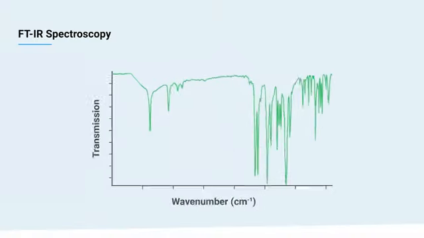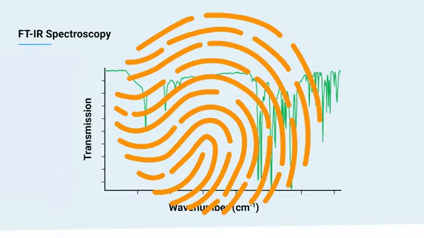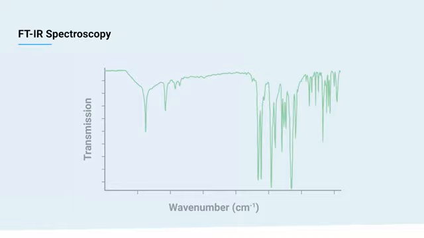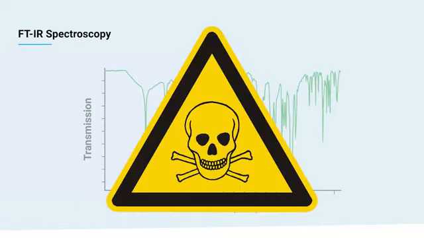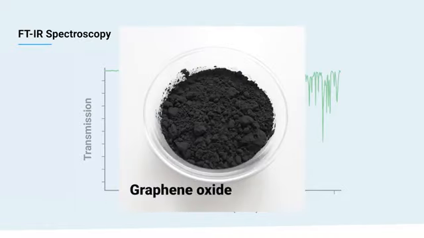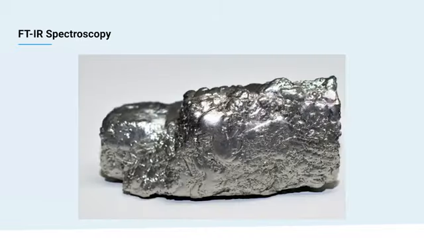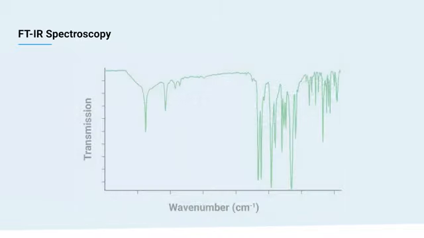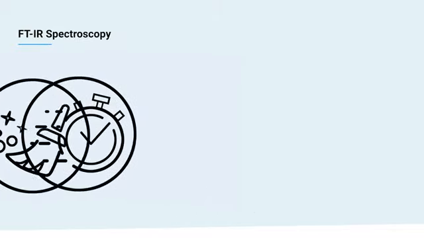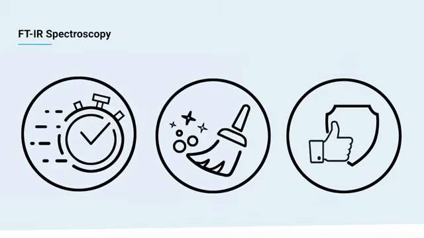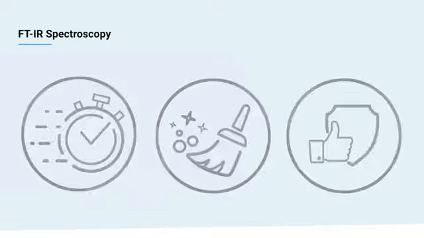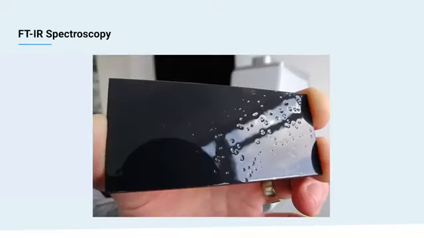Imagine an FTIR spectrum like a chemical fingerprint. It can be used to detect dangerous chemicals, characterize exciting new materials, identify unknown product defects, or verify known raw materials. Overall, it is especially useful whenever quick, clean, and reliable chemical analysis is needed, even for microscopic samples.